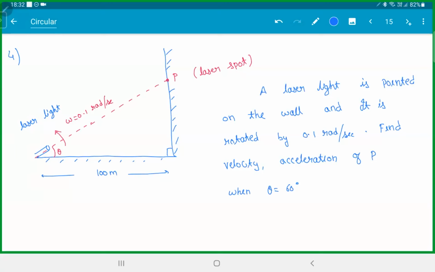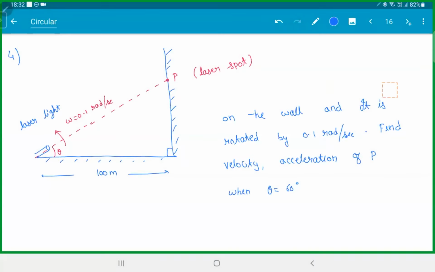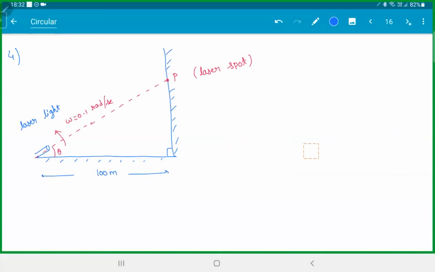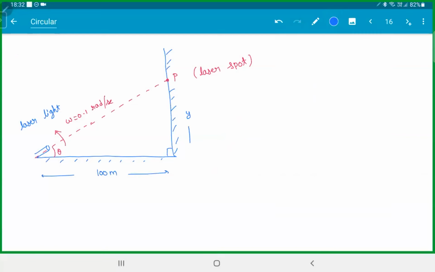Show you. See, whenever you get a question, think like what is changing here, what things are moving here. So whenever this spot is going up and down, what changes? What changes is this guy, isn't that the y coordinate? Agreed, everyone? So tan theta is y by 100.